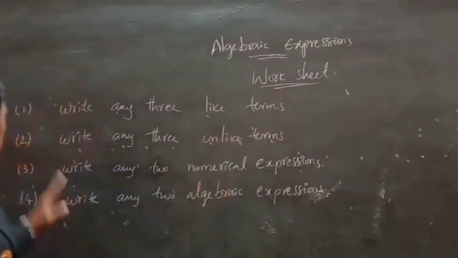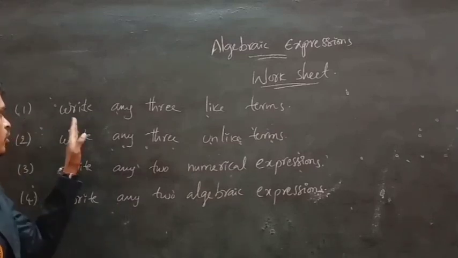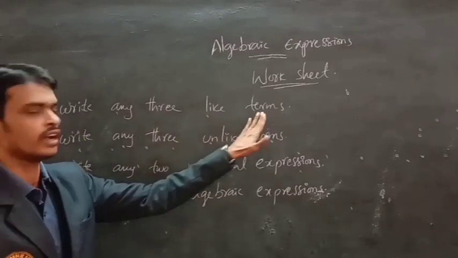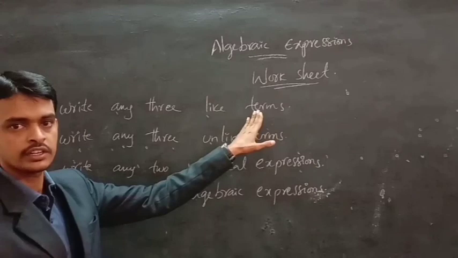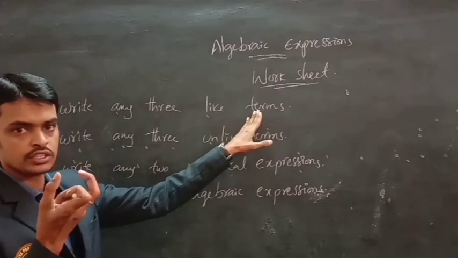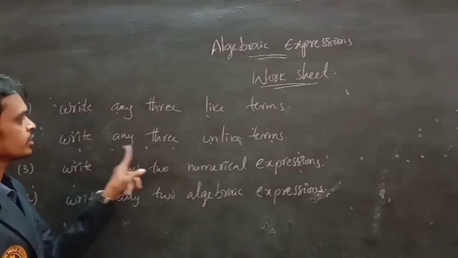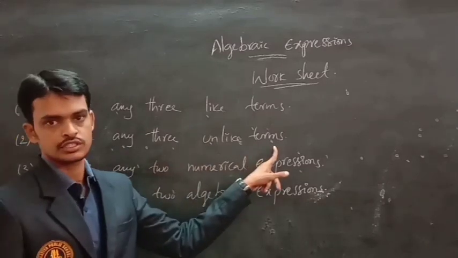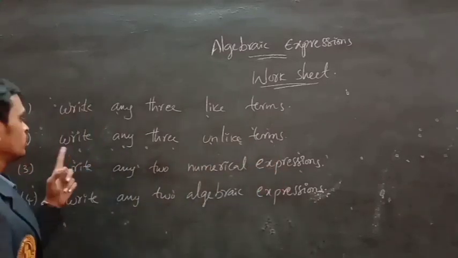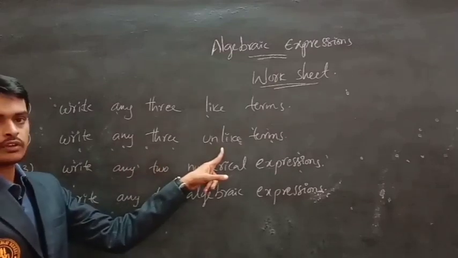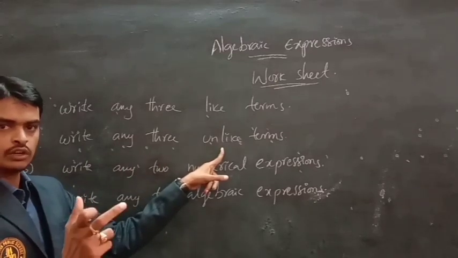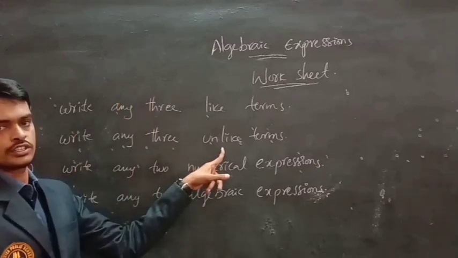Worksheet. First problem: write any three like terms, nothing but with the same variable with the same exponent. Now second one: write any three unlike terms, nothing but with the same variable with a different exponent.